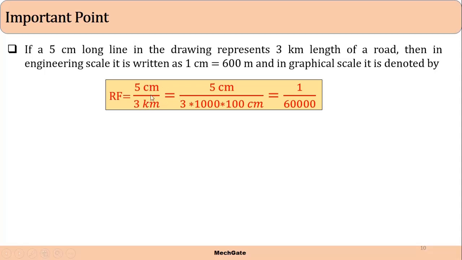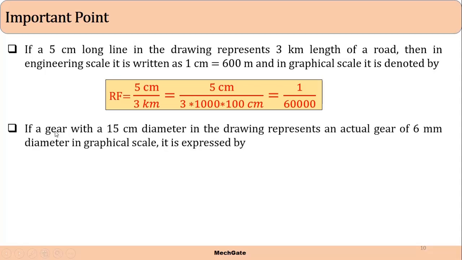We have to make both the units the same. So let's convert kilometer into centimeter. 5 cm divided by this: first kilometer to meter, multiply by 1000, again meter to centimeter, multiply by 100. So we get our RF equal to 1 by 60,000. I hope you understand how I have calculated the RF.